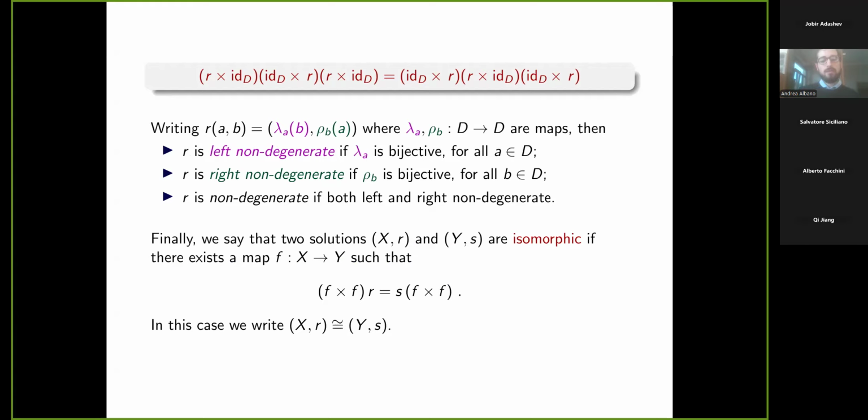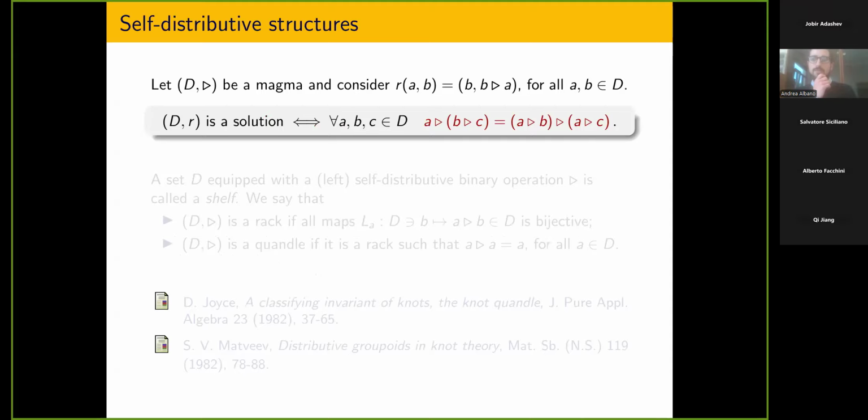Now, this definition will be important later on. Given two solutions, X R and Y S, we can say that they are isomorphic basically if we can transform one solution to the other after a rearrangement of the basis. Now, an important subclass of set-theoretic solutions is given by self-distributive structures.